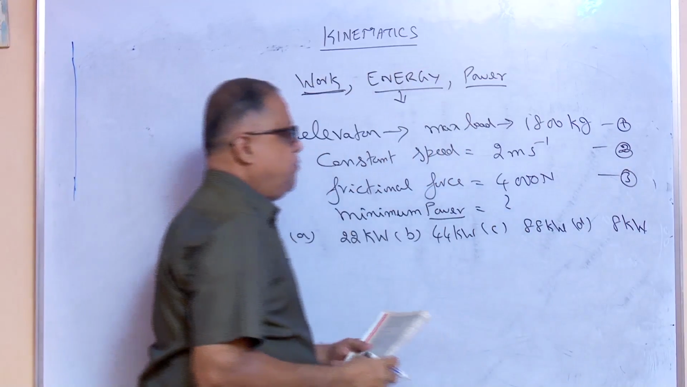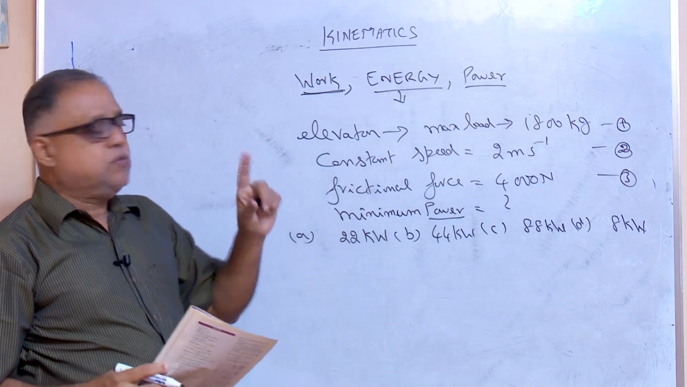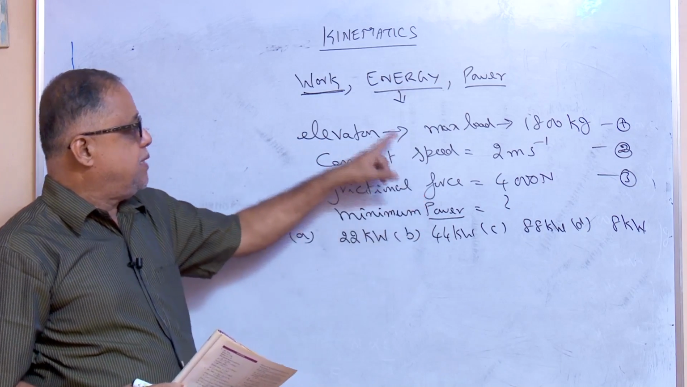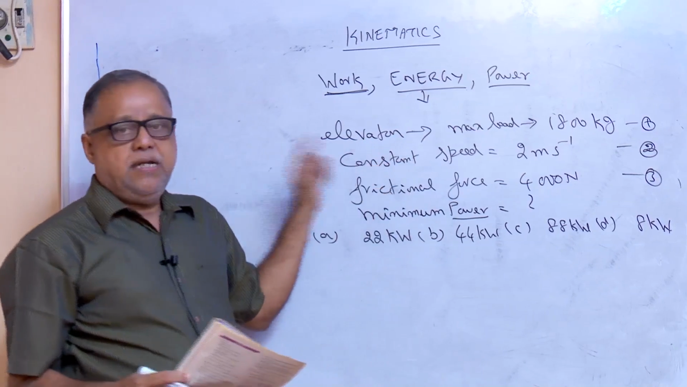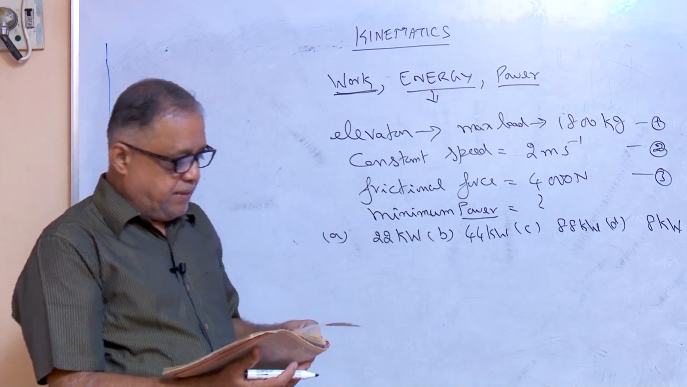So before doing this problem, we should not jump to the conclusion that it has only one opposing force. At the same time, the power depends upon the gravitational force as well as the frictional force as well as the constant speed. We will do this problem by taking this data.